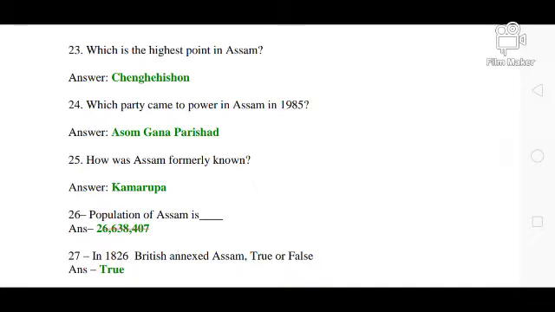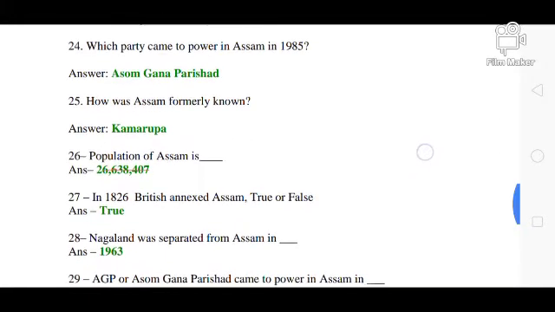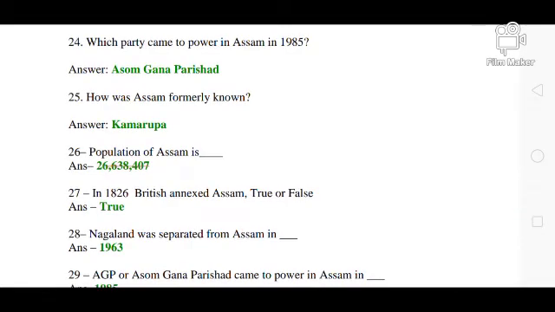The correct answer is Sengihishan. Sengihishan is the highest point in Assam. Next question, which party came to power in Assam in 1985?